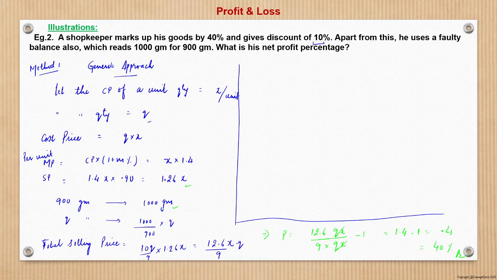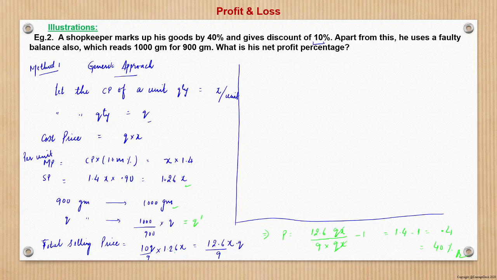So if 900 shows 1000 grams, then Q gram will be shown as 1000 upon 900 into Q by the unitary method. So this is the revised quantity which the customer would be paying for, if the shopkeeper is selling on the quantity which he had bought from the wholesaler. So the net quantity he will be selling will be 1000 Q upon 900, because this is the Q dash, the quantity which is perceived to be sold to the customer. The customer would be paying for this Q dash quantity.